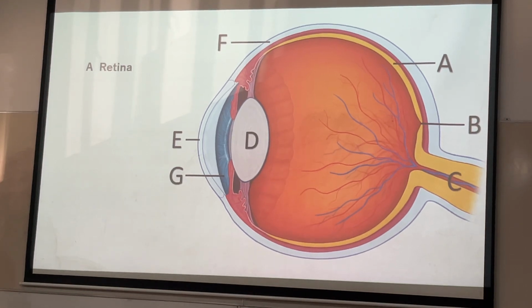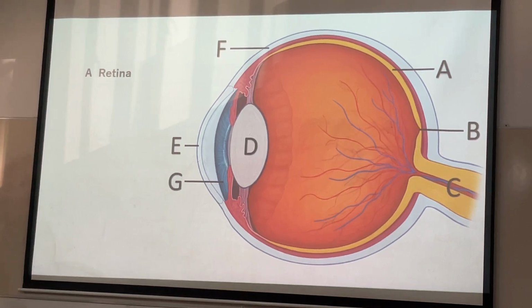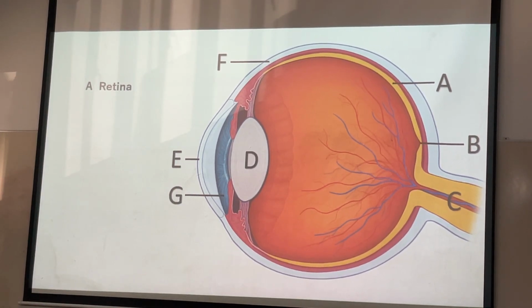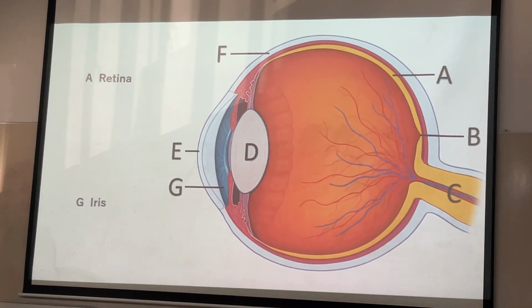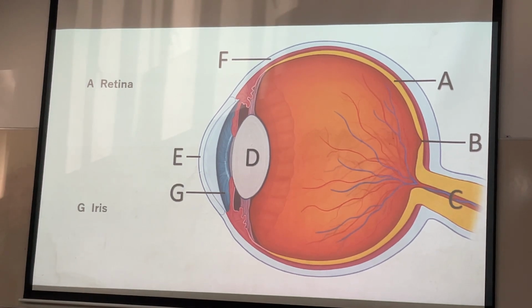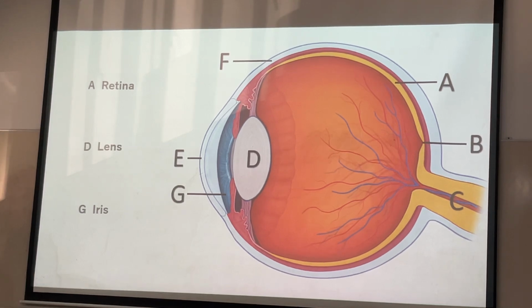Retina. So next, G, iris. Anybody named Iris here? Nah. Dili ophthalmologist among parents. So G, iris. Next. D, lens. Okay, correct.